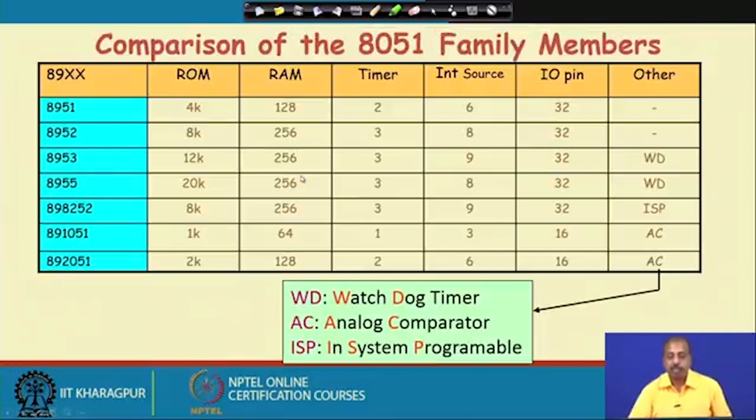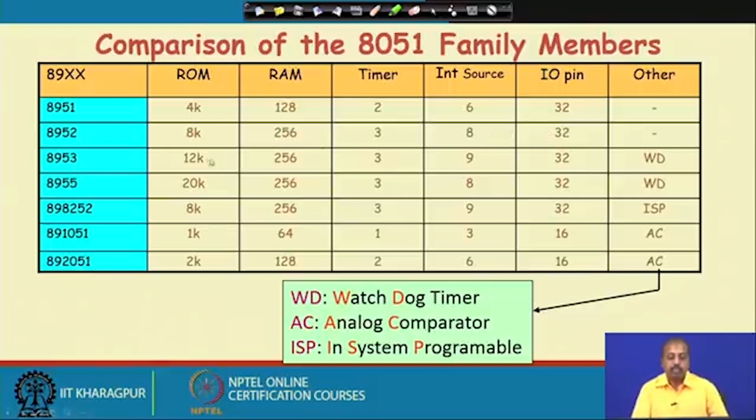If you try to compare across these family members, here we are just comparing the 89 series. 8951 is basically the 8051 only. It has 4 kilobytes of ROM, 128 bytes of RAM, 2 timers, 6 interrupt sources, and 32 IO pins. 8952 or 8052 has 8 kilobytes of ROM and 256 bytes of RAM. You see the ROM and RAM have been doubled, there is one more timer, and 2 more interrupt sources. The IO pins remain the same.